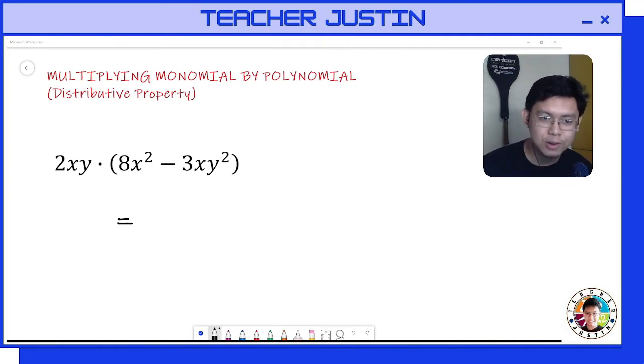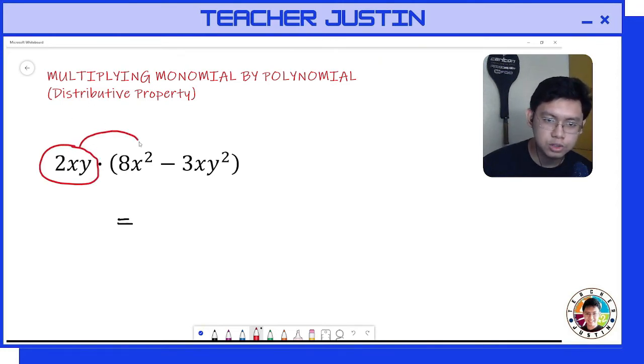We have here 2xy multiplied to 8x squared minus 3xy squared. Okay, so let's apply the distributive property in simplifying this expression. So here, let's multiply 2xy to each term. So let's multiply 2xy to our first term.